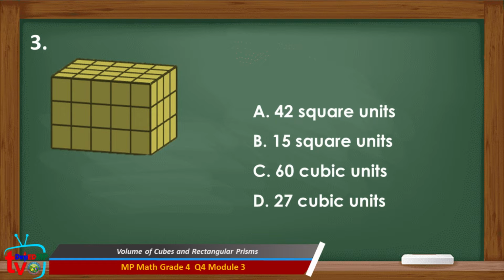Number 3. What is the volume of the figure? Letter A, 42 square units. Letter B, 15 square units. Letter C, 60 cubic units. And letter D, 27 cubic units.